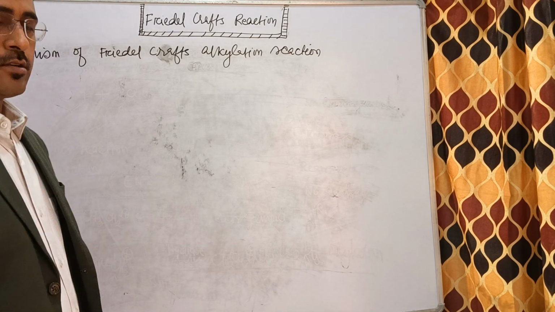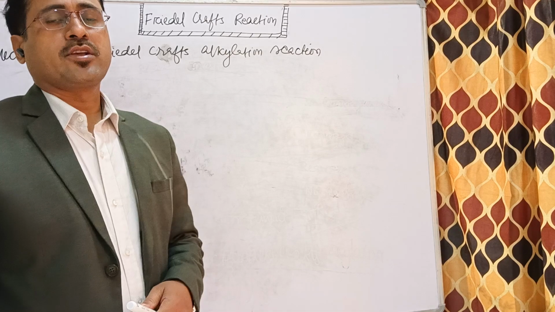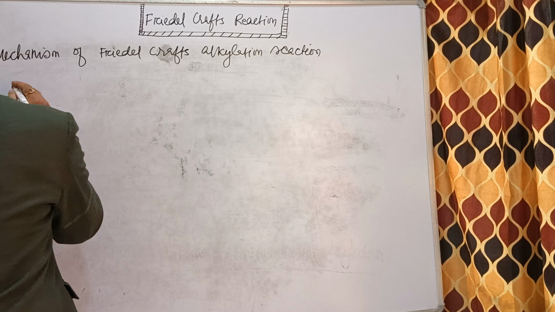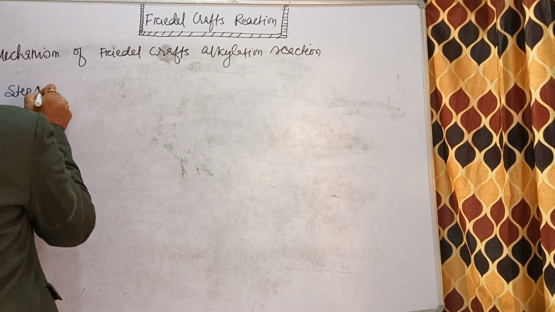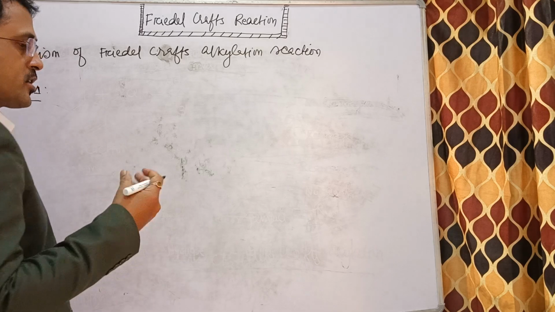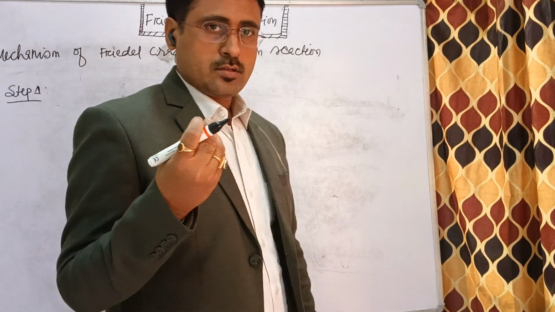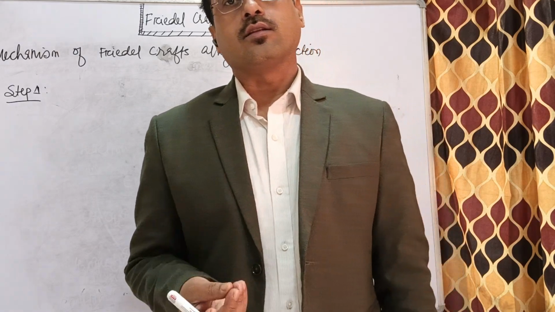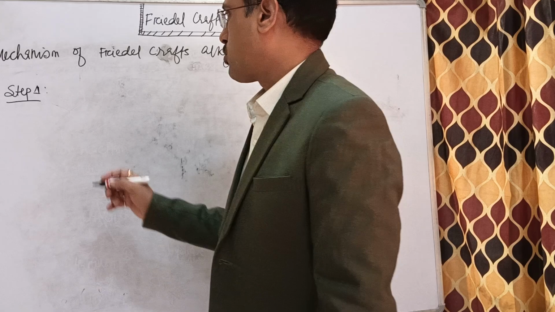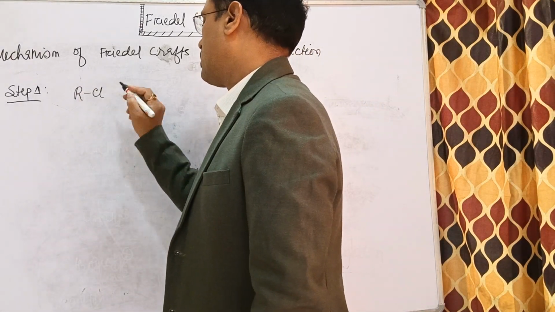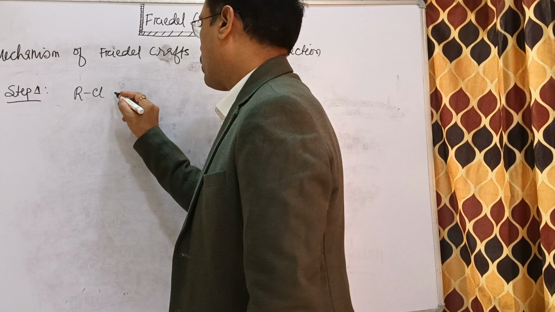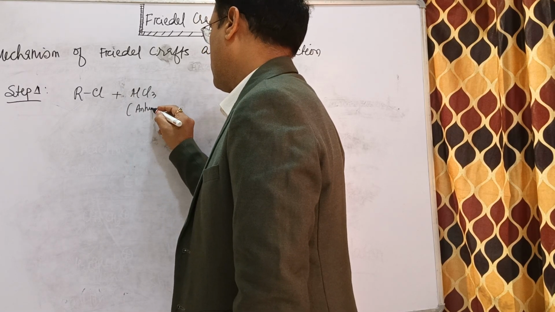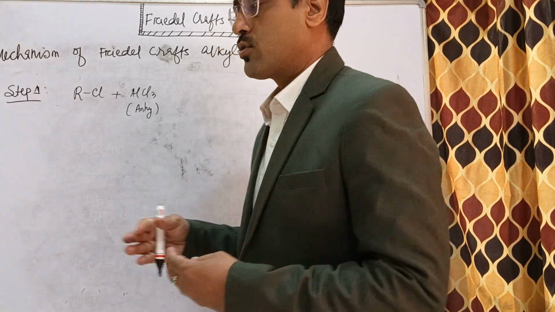Mechanism of Friedel Craft reaction. Now we will talk about the mechanism of Friedel Craft reaction, that is how the reaction is going to proceed. In step 1, the attacking reagent, alkyl chloride, in presence of Lewis acid AlCl3, they interact with each other.